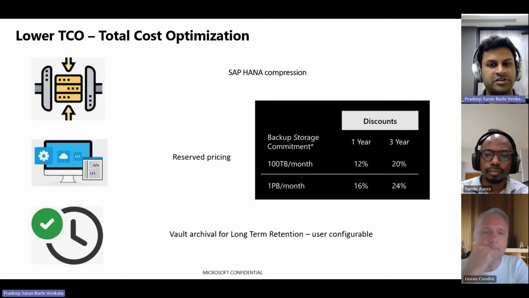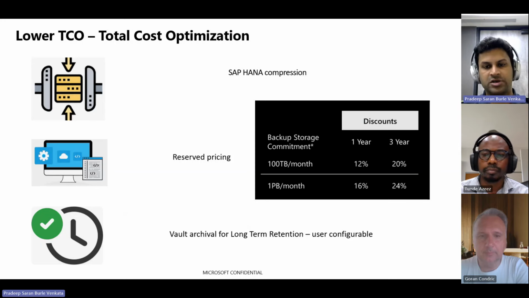And the second one is reserved pricing, where you sign up for a pre-commitment, and then automatically you get these additional discounts on top of your storage. And we also have archival storage, which means, as I mentioned before, if you're looking at long-term retention, you can store these backups for a longer period of time, and your cost will reduce.